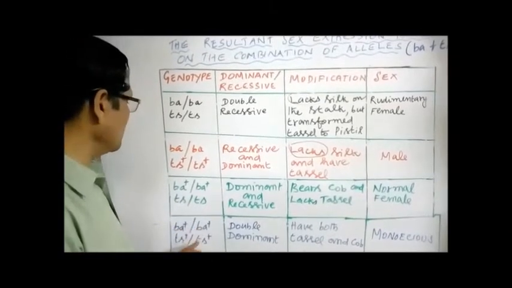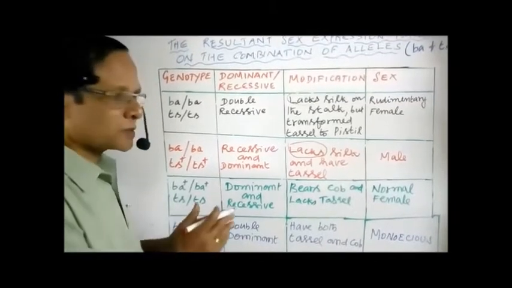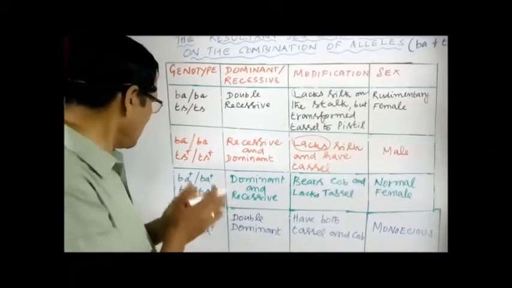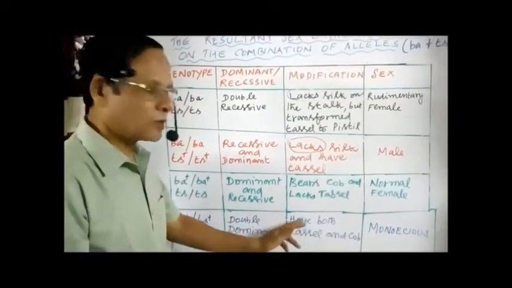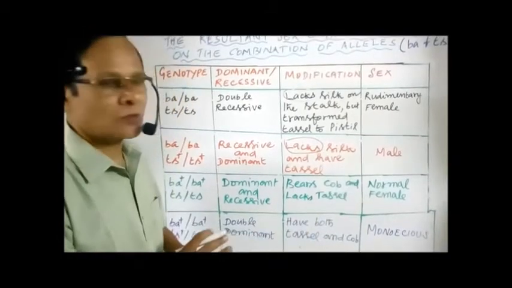Now here both the genes are in dominant form. That's called double dominant. Because of the dominance of both the genes, alleles BA and TS, we have the formation of both tassel and comb, and such a plant is called monoecious.